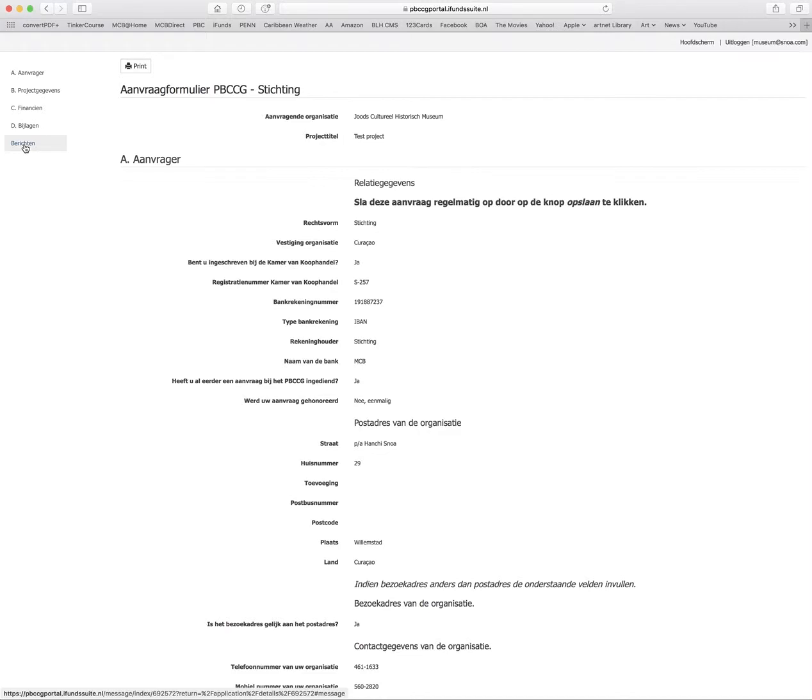Quite easy. It's a little bit of work, yes, we know that, but remember, the more information you give us, the easier it will be for us to make a well-balanced decision and honor your petition. So good luck.